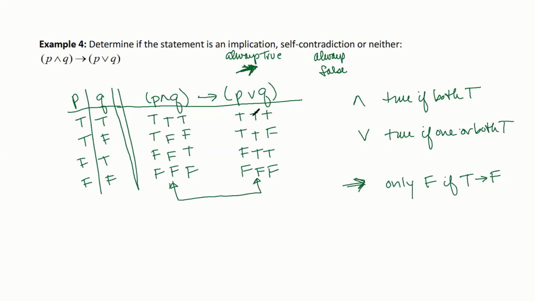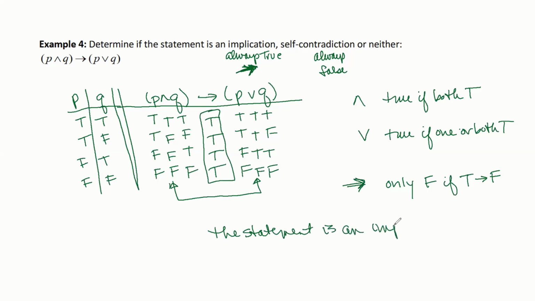So we have true implies true is true. False implies true is true. False implies true is true. False implies false is true. So we get a statement with only true results. Going back up here where I wrote it earlier, that means we have an implication. So the statement is an implication. Great.